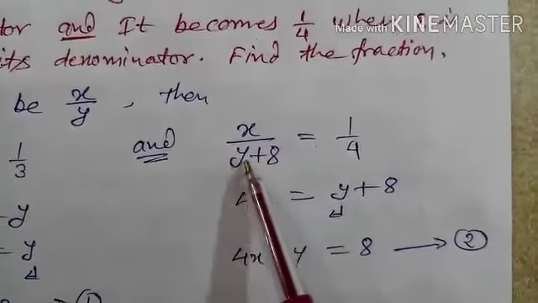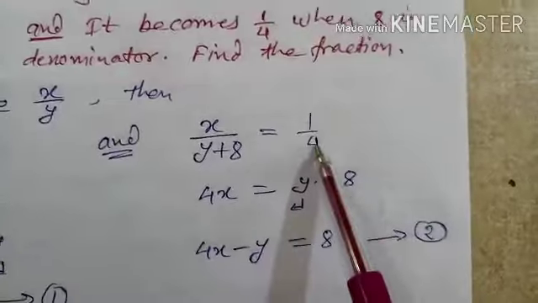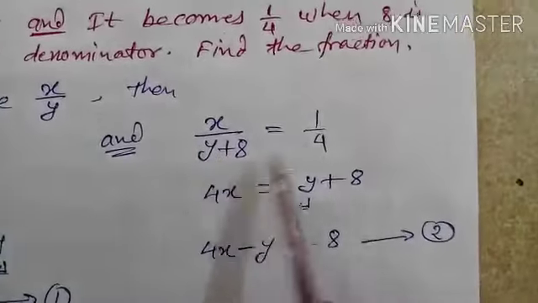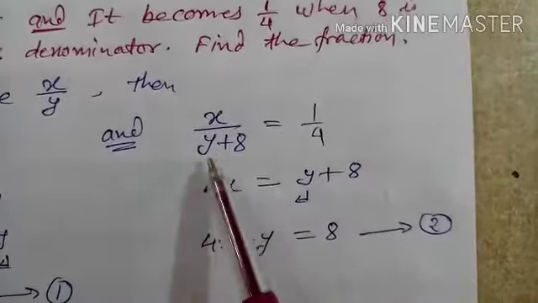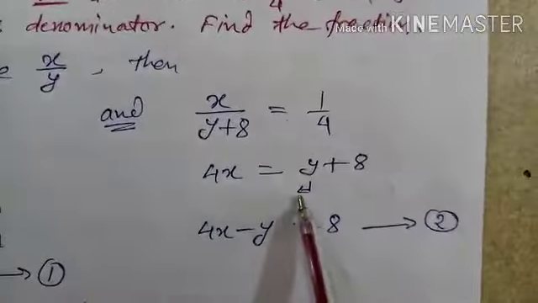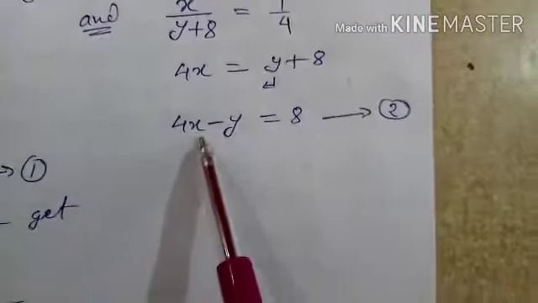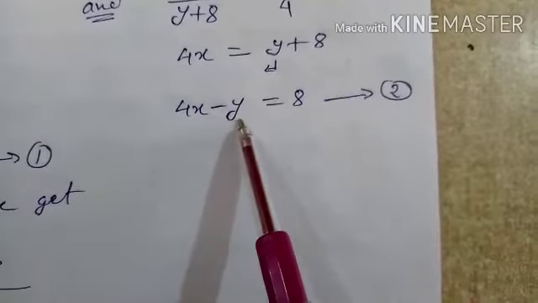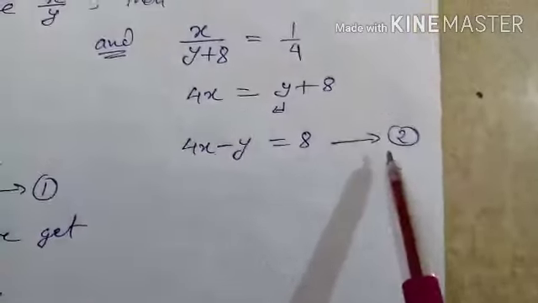Now the second condition, when 8 is added to its denominator, so X upon Y plus 8, then it becomes 1 by 4. Once again by cross multiplication, it will be 4x, and on that side only Y plus 8. Now variable Y is transferred to the left side, so our equation is 4x minus Y equal to 8. Give equation number 2.